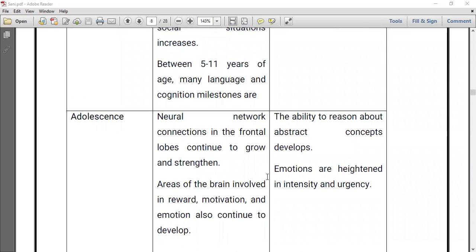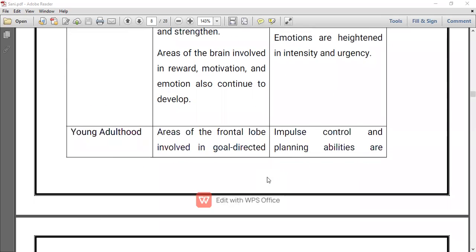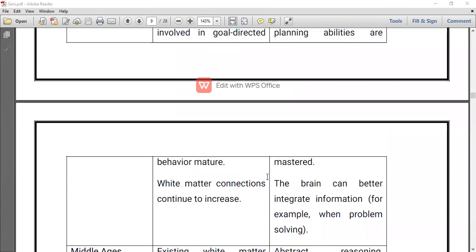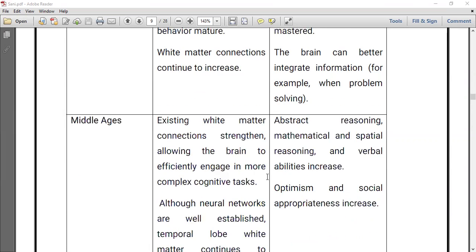In adolescence, neural network connections in the frontal lobes continue to grow and strengthen. The behavioral changes include that the ability to reason about abstract concepts develops. Emotions are heightened in intensity. In young adulthood, areas of the frontal lobes involved in goal-directed behavior mature, and the behavioral changes include that impulse control and planning ability are mastered. The brain can better integrate information, for example, when problem solving.